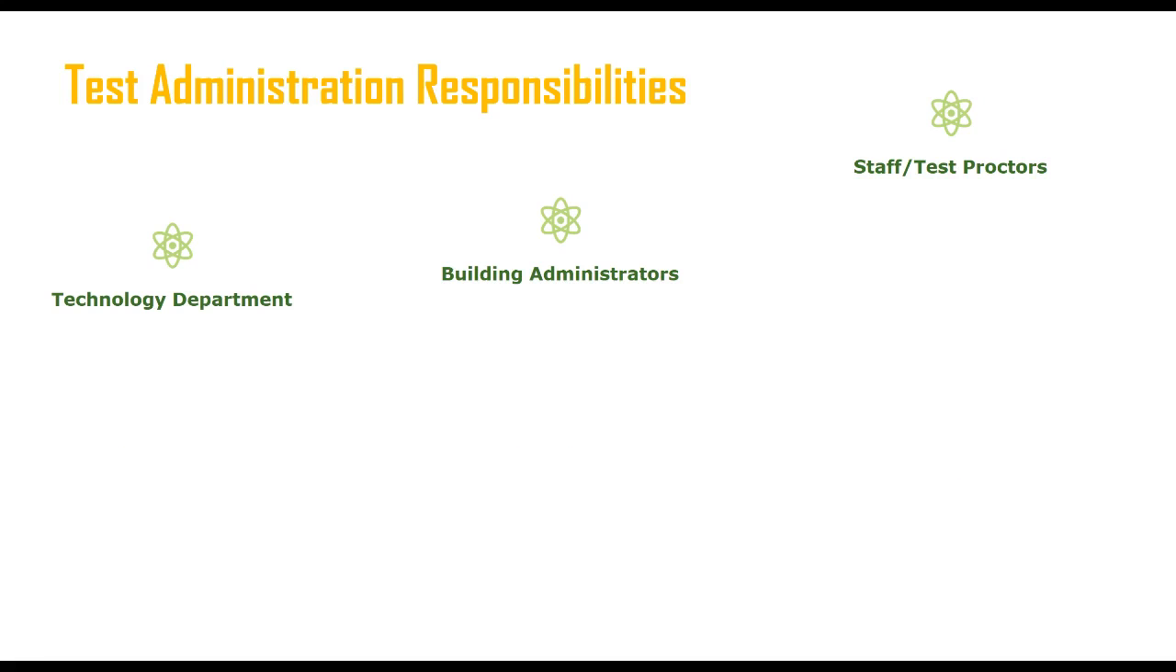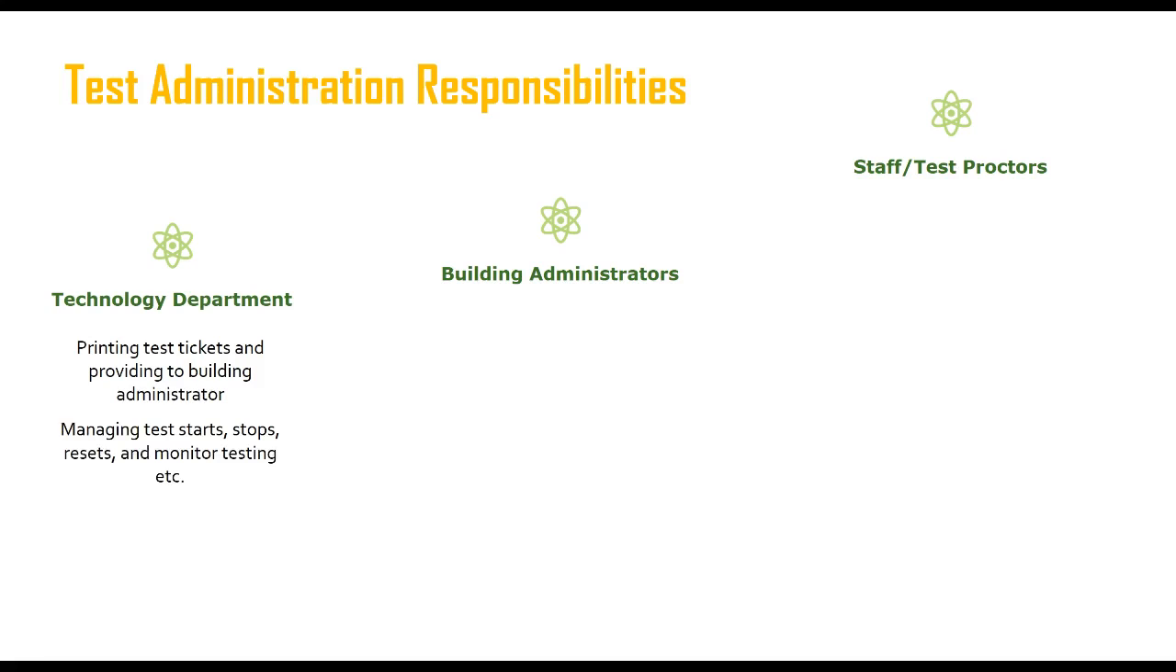Lastly, let's review the test administration responsibilities. There are 3 key departments involved: the technology department, the building administrator, and the staff and test proctors. Starting with the technology department, they're responsible to print test tickets and provide them to all building administrators. The technology department will also manage the test start, stop, reset, and monitoring of testing. The technology department will also set up the Google Hangouts and invite all test proctors for communication processes during the testing.